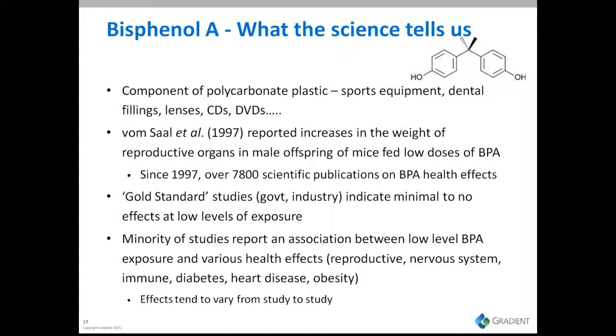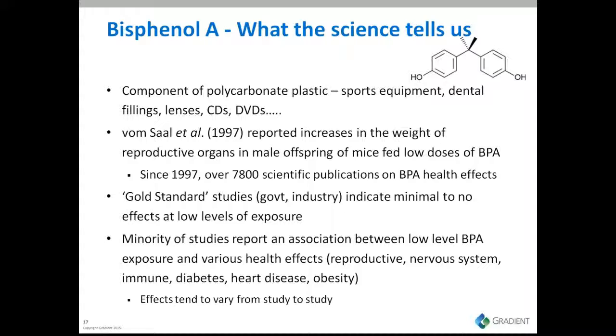And it's sort of amazing, but since 1997, there have been over 7,800 scientific publications on BPA's health effects, which is a pretty tremendous amount of literature that's actually been published. And what's interesting is that the gold standard studies, those are kind of the standard animal studies that have all the bells and whistles, fully developed protocols, typically conducted by both government and industry.